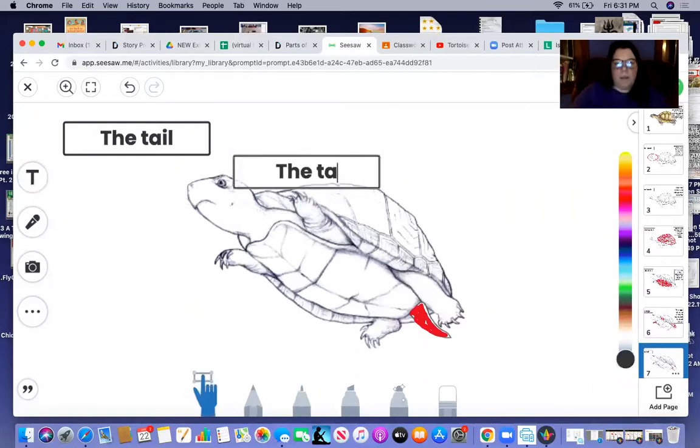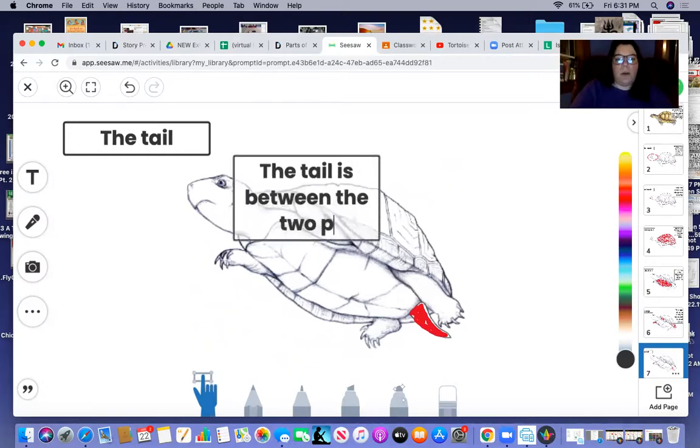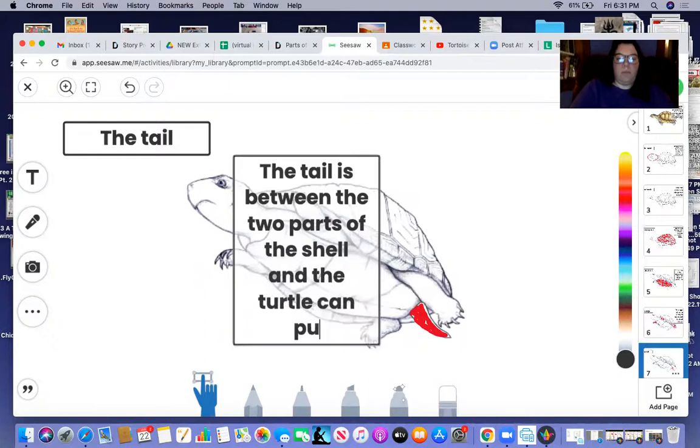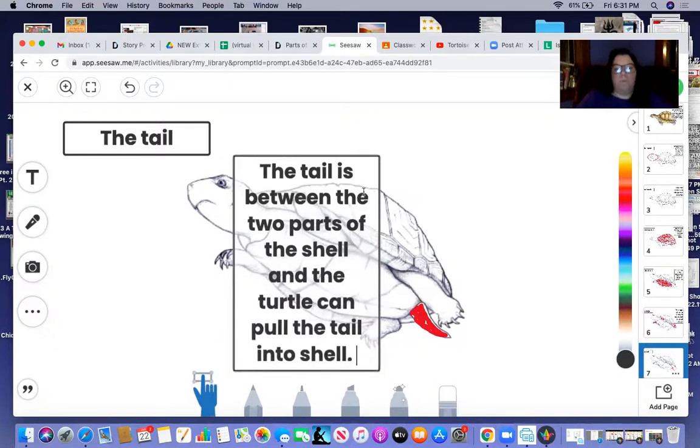Okay. The tail, like I said, is between the two parts of the shell. And just like its head, it can pull it into the shell. And the turtle can pull the tail into the shell. Almost rhymes.